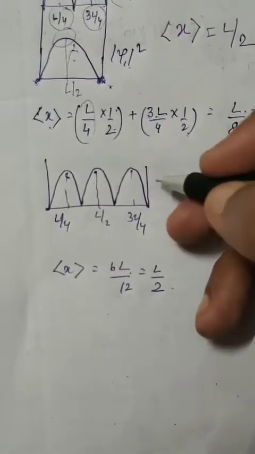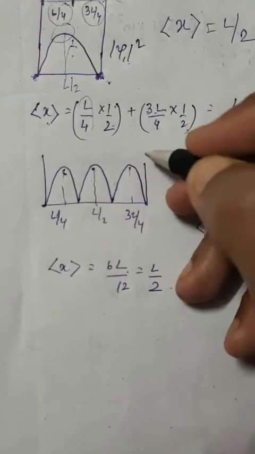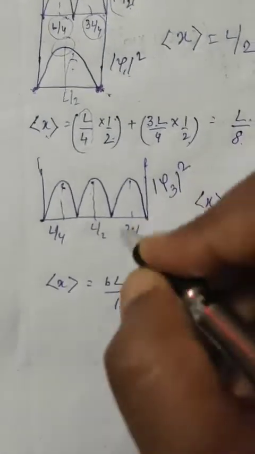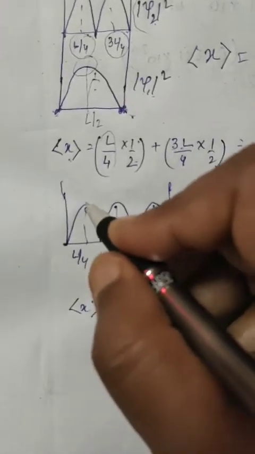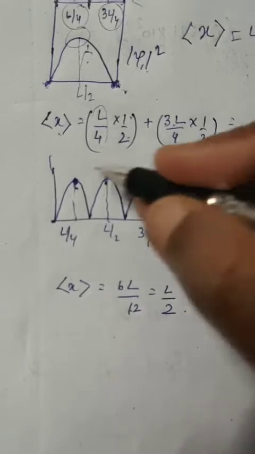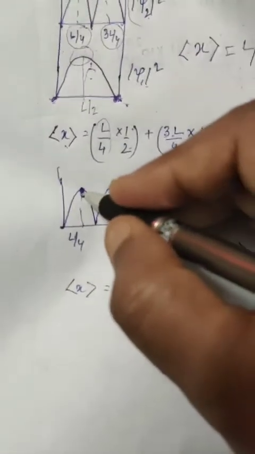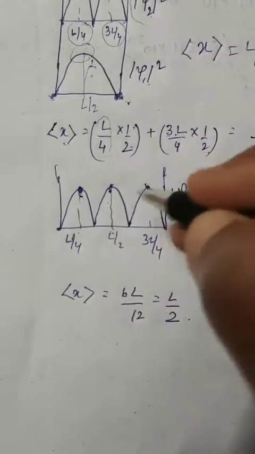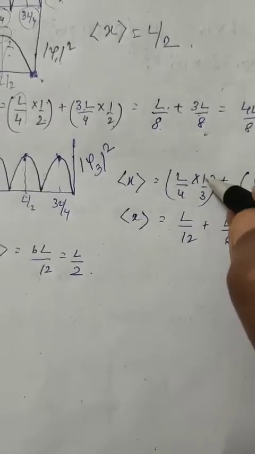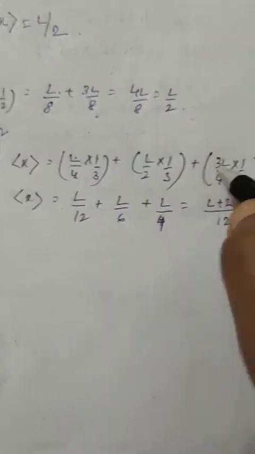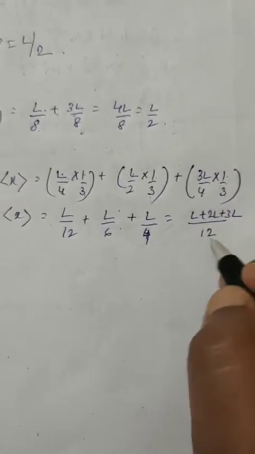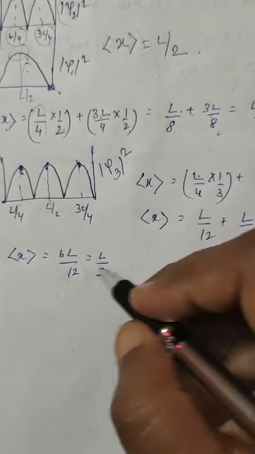See again, if the particle is in the second excited state, this was the probability density distribution for, you remember, psi 3 mod square. Again, a particle has maximum chance to be found at L by 4, at L by 2, and at 3L by 4. So if I divide my probabilities equally, the particle has 1/3 chance to be found at L by 4, 1/3 chance at L by 2, 1/3 chance at 3L by 4. So L by 12 plus L by 6 plus L by 4, take the LCM, you have L plus 2L plus 3L, and what you have is 6L by 12, again L by 2.